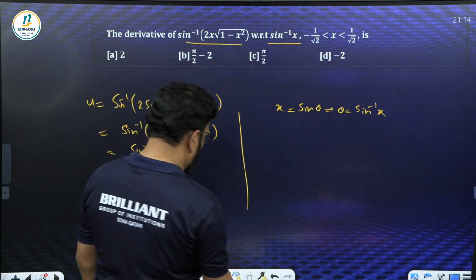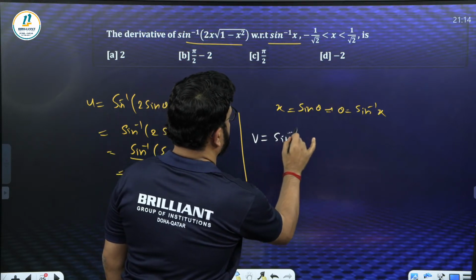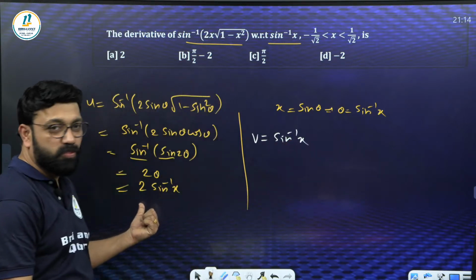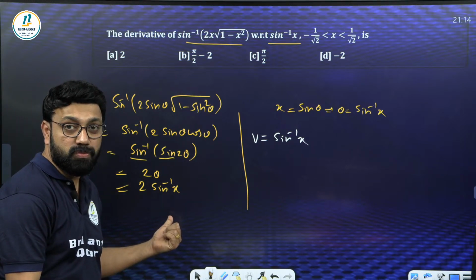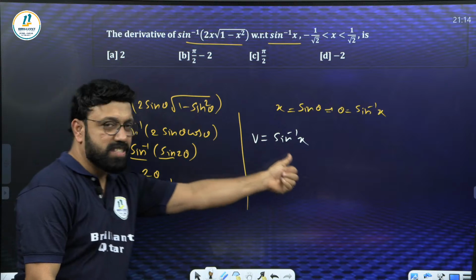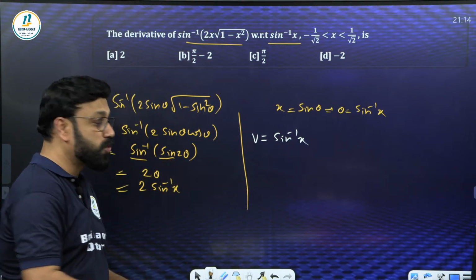And v is what? v is equal to sin inverse x. Take the derivative of 2 sin inverse x. Sin inverse derivative 1 by root of 1 minus x square. Sin inverse derivative 1 by root of 1 minus x square. It will be cancelled.